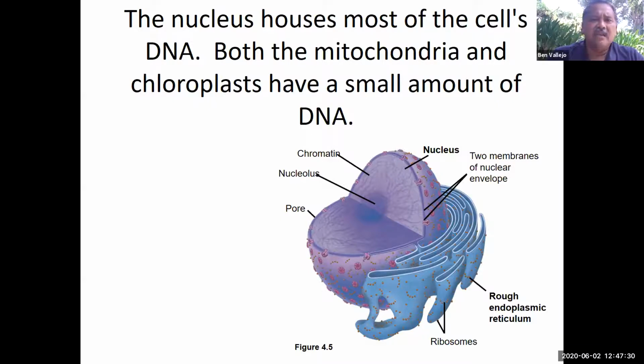It is thought by many that chloroplasts and mitochondria were actually bacteria on their own, which were engulfed by larger bacteria, and because of the symbiosis of the mitochondria and chloroplast living within that larger bacterium, that's how eukaryotic organisms, or at least eukaryotic cells, came about. So the nucleus is right here, and it houses most of the cell's DNA.